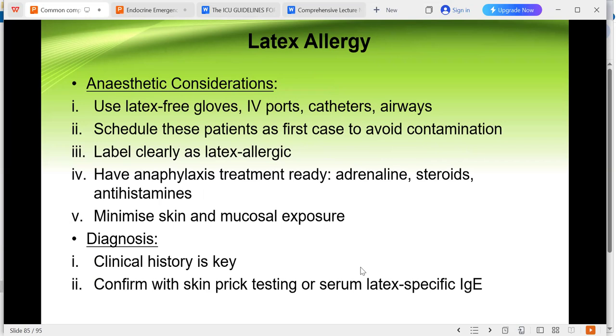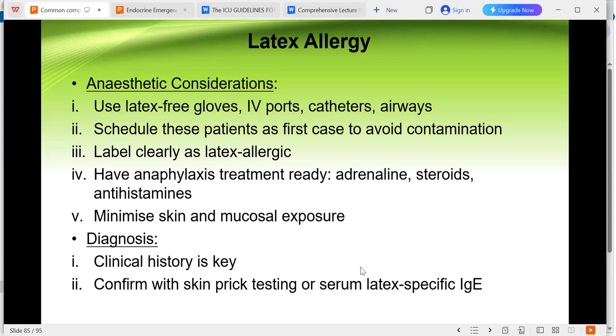So what are your anesthetic considerations? I give you a case scenario: a 25-year-old patient coming for a repeat surgery. He has had 3 surgeries under general anesthesia in the last 2 to 3 months and is coming for a relook, and in the last surgery he had a history of latex allergy. So you're planning anesthesia for this patient. The question is, what are your anesthetic considerations?